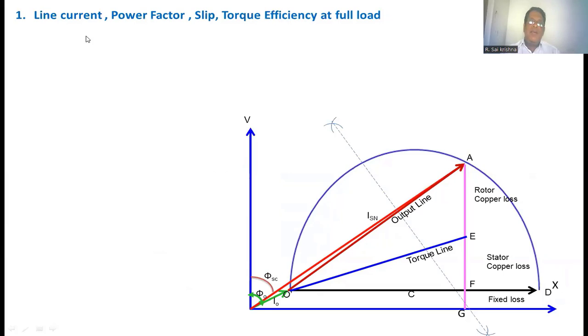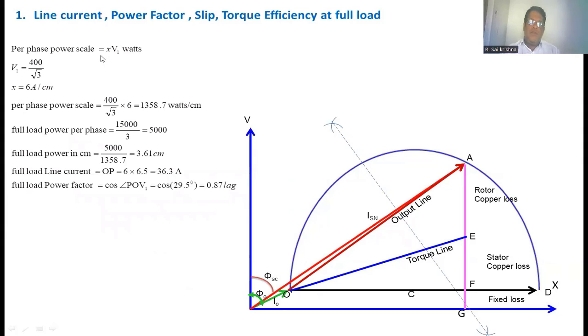Now you have to find out the line current, power factor, slip, torque and efficiency of the induction motor at full load. Full load means the rating of the induction motor is given. First of all, you have to calculate the power scale. Now the power scale equals X into V1 watts, where V1 equals 400 by root 3 because the stator winding is connected in star.